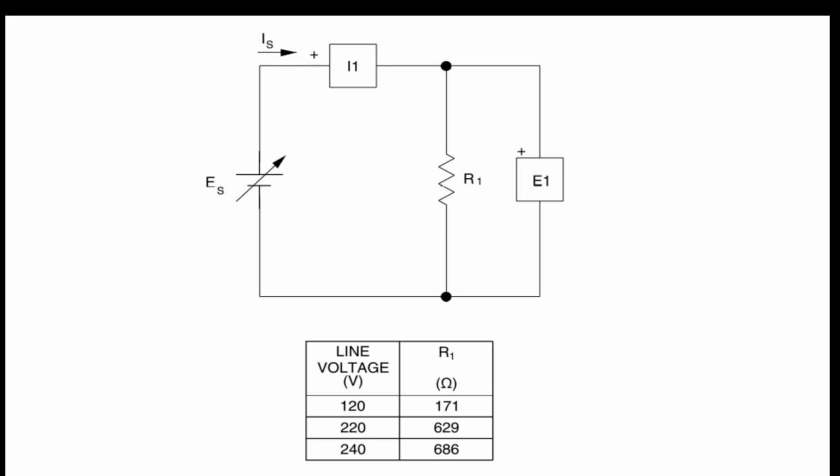Our R1 will be equal to 171 ohms, which is the parallel combination of the 600 ohm, 300 ohm, and 1200 ohm in a branch of the resistors.